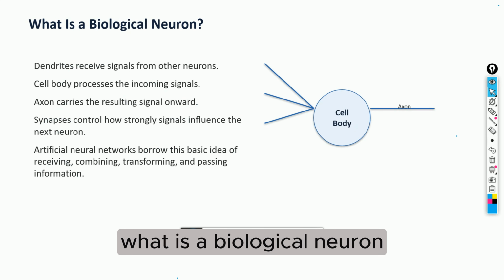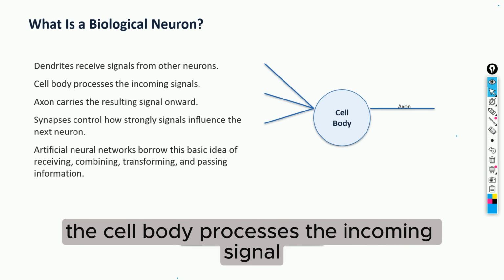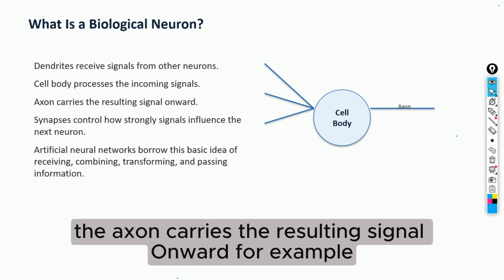What is a biological neuron? Dendrites receive signals from other neurons, the cell body processes the incoming signal, and the axon carries the resulting signal onward.